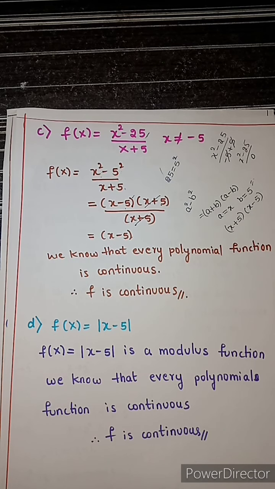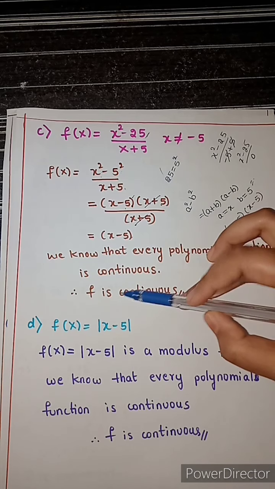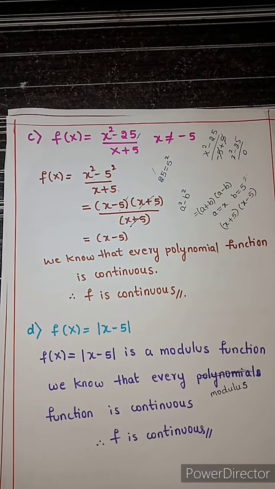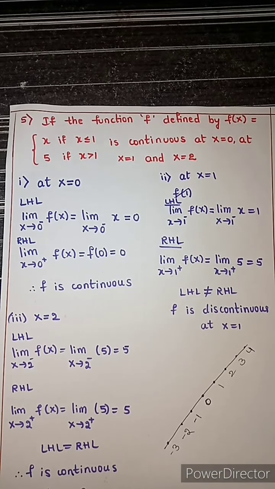So x minus 5 is a polynomial function. We know that every polynomial function is continuous. We already studied that, right? You can check my videos to understand this. f is continuous. Okay. Now let's move to the fourth sub question. f of x is equal to mod x minus 5. As you all know, every modulus function is continuous. Therefore, f is continuous. The given function f of x equals mod x minus 5 is continuous.